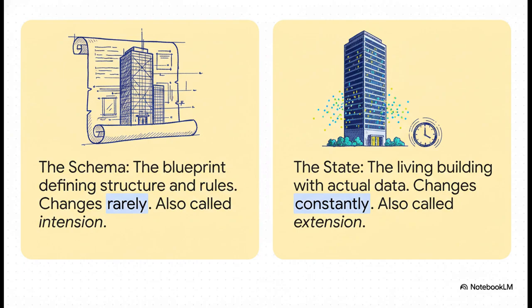Now this is a really crucial distinction to get. On one side, you have the schema. That's the permanent, detailed blueprint. It defines the structure and the rules, what we call the intention, and it almost never changes. But on the other side, you've got the database state. Think of that as the living, breathing building at any given moment, filled with actual data. This is the extension, and it's changing all the time.